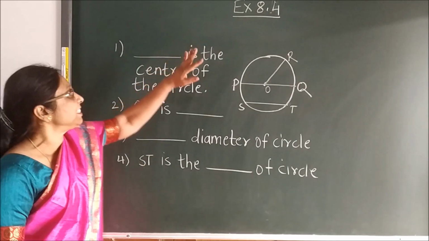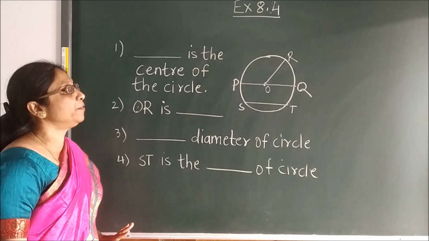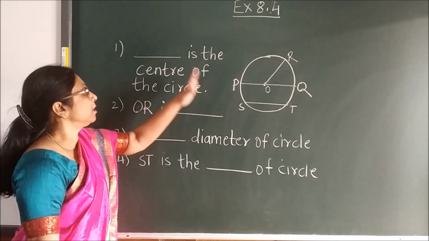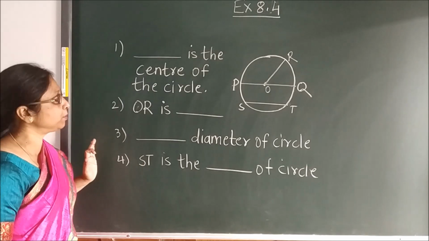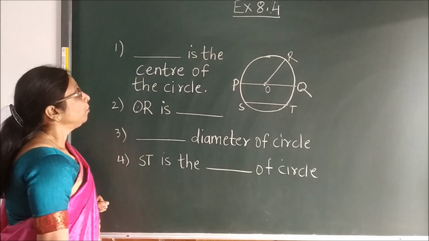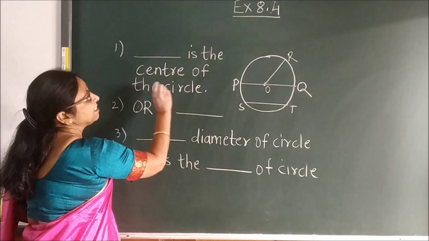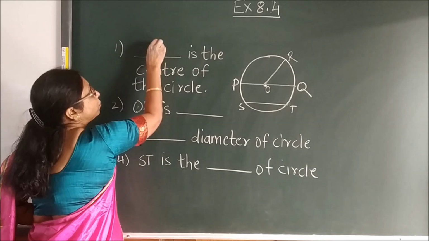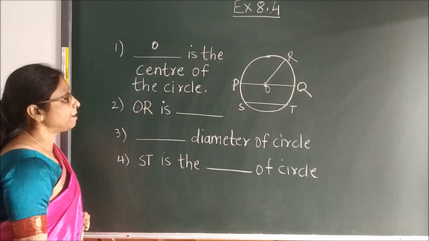Now in exercise 8.4, one figure is given to you, children. Figure of the circle. Now from that circle you will have to fill the gaps. What does each figure indicate in that? Now here you can see, dash is the center. Which is the center? Name the center. It is O. So we'll write here O is the center.